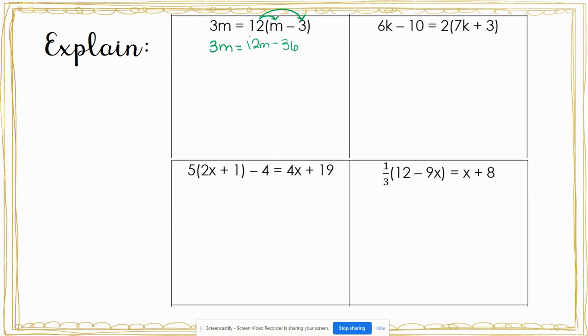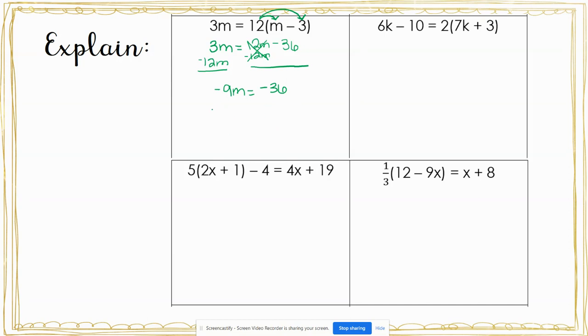Because that 12m is positive, I'm going to use the inverse of that, which is negative or minus 12m. And I need to do that on both sides of this equation. On this side, I have 3m minus 12m. And remember, that is not the same as 12m minus 3m. Order is very important when we subtract. When we do 3m minus 12m, we're left with negative 9m. 12m minus 12m is 0, so those will cancel out. And if I do 0 minus 36, that gives me negative 36.